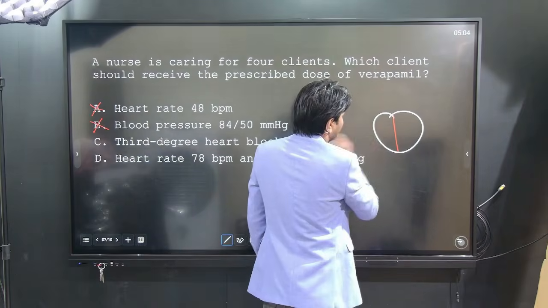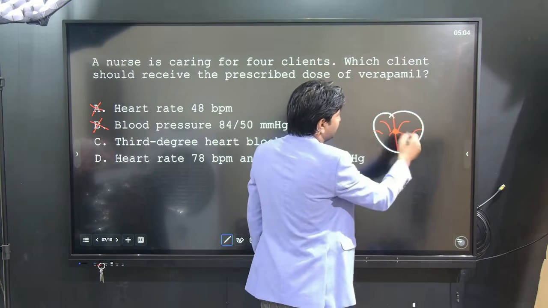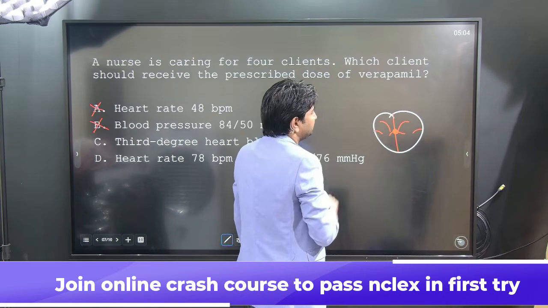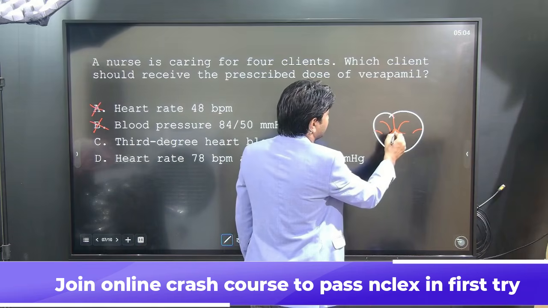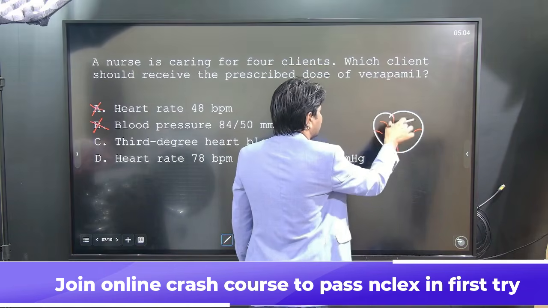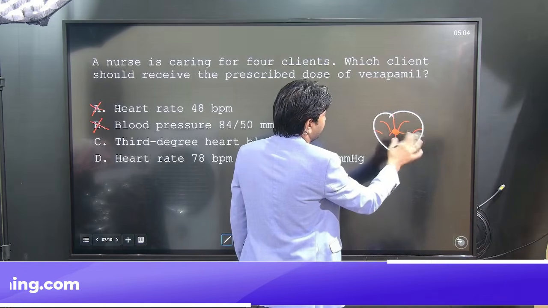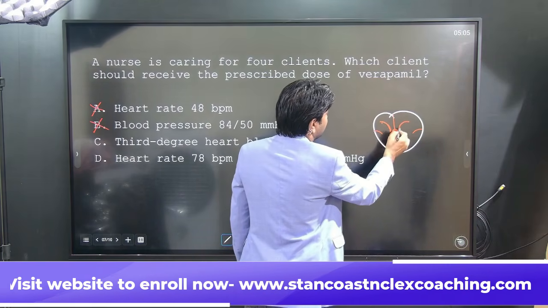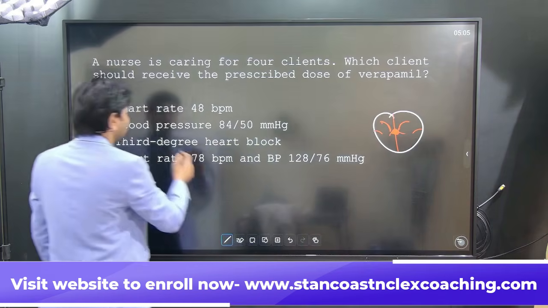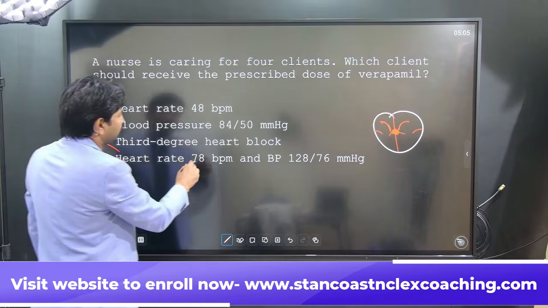Third-degree heart block. Heart block is a condition in which the impulses from the atria are not reaching the ventricles. This is third-degree heart block. If we give verapamil to the patient, verapamil is a negative dromotrope. This means it reduces conduction through the atrioventricular node, and the job of the atrioventricular node is to transmit impulses from the atria to the ventricles. The patient is already suffering from third-degree heart block, meaning impulses aren't transmitted to the ventricles via the atrioventricular node. If we give verapamil, this condition will worsen, so we cannot give verapamil to a patient suffering from third-degree heart block. Heart rate of 78 beats per minute.